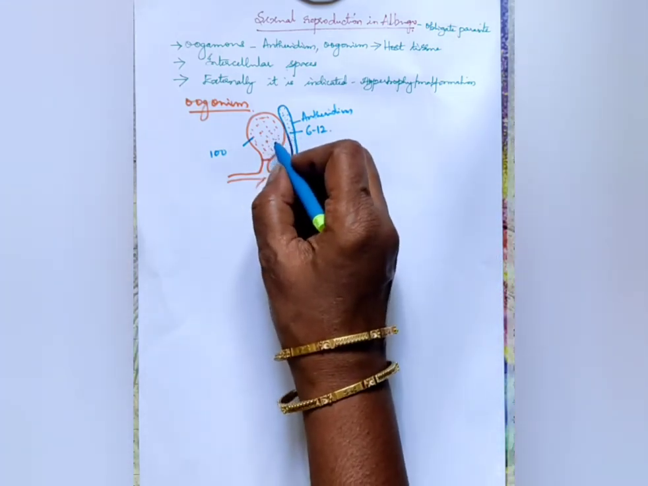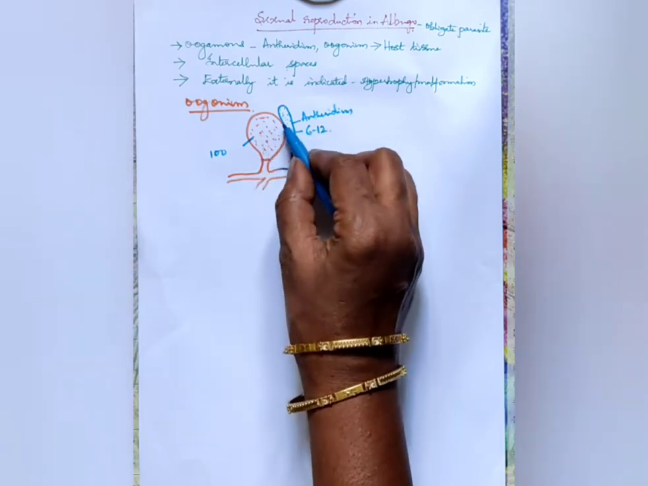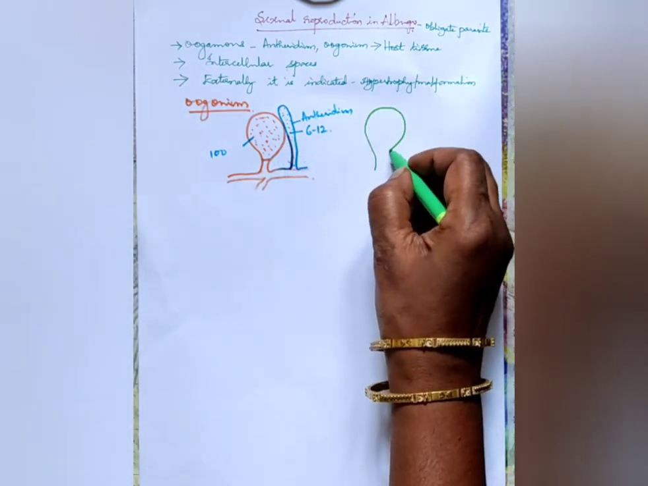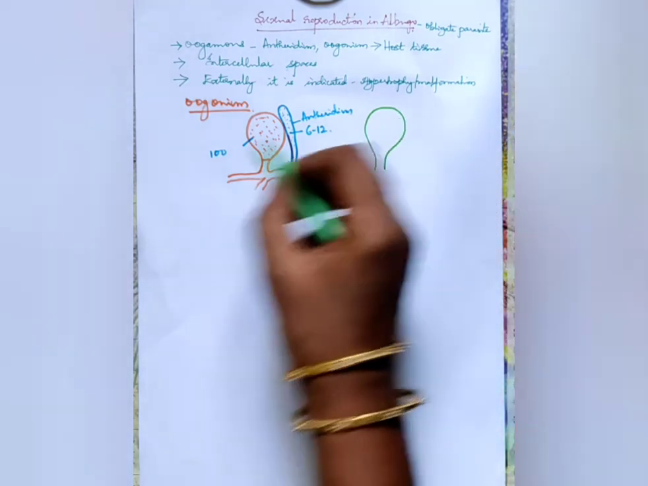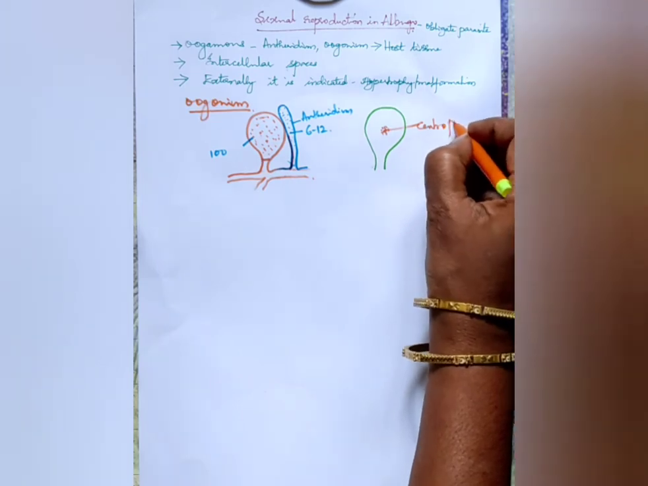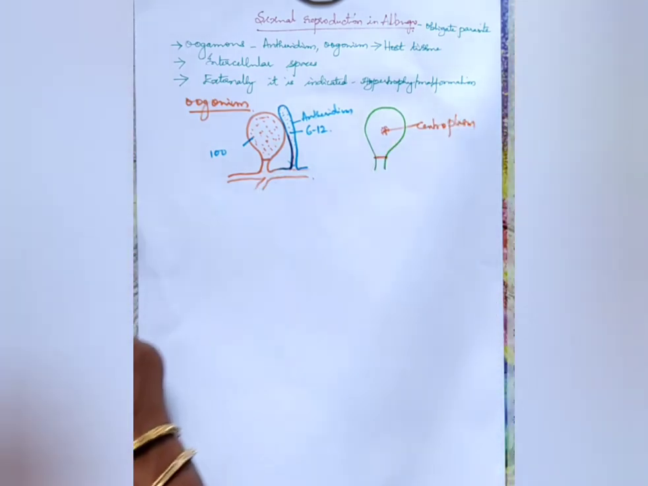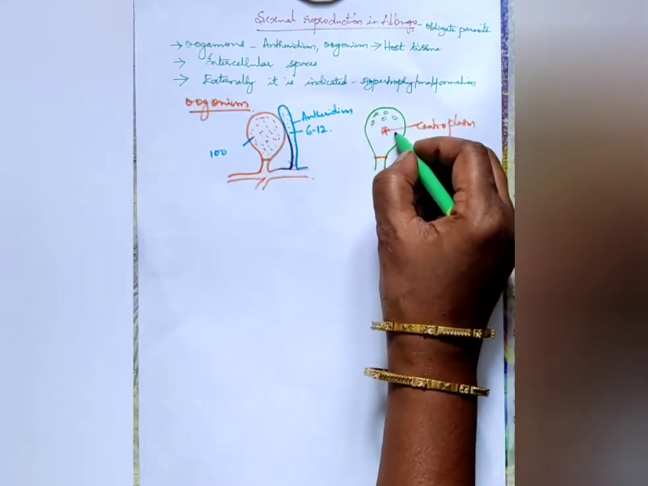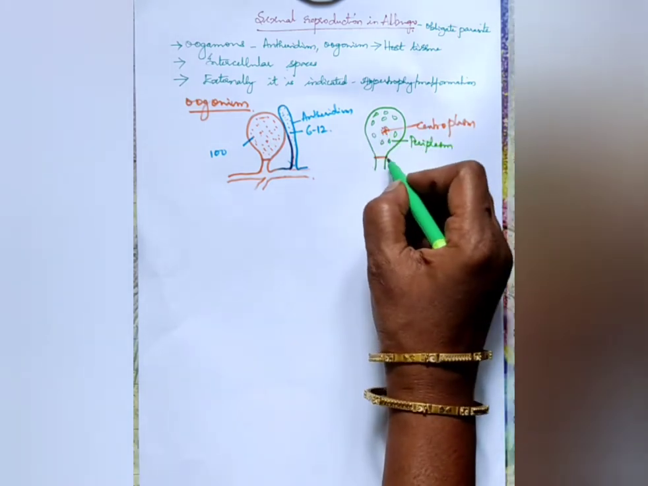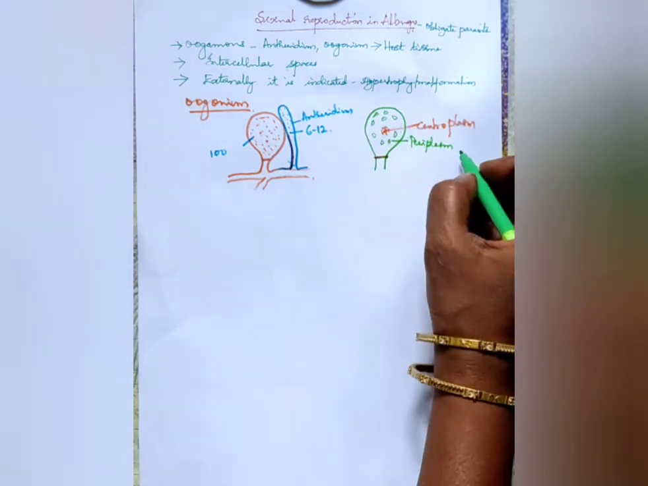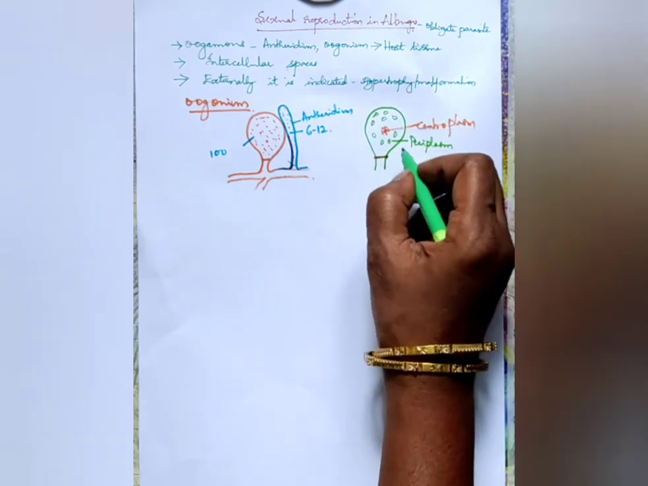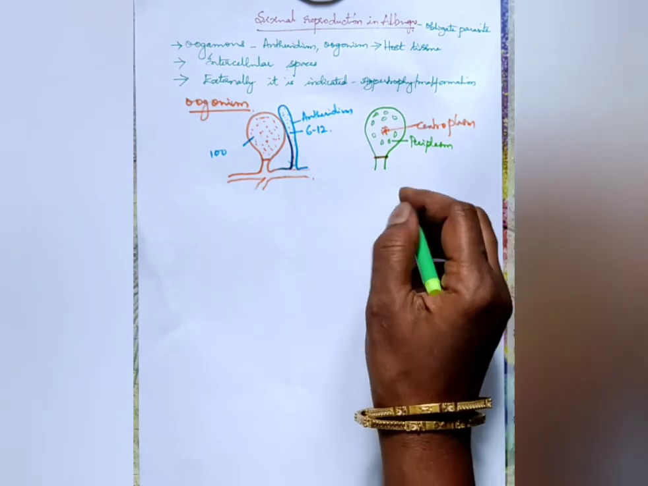In the oogonium, initially there are a number of nuclei and the cytoplasm is evenly distributed. But later, as the oogonium matures, there is a differentiation of the protoplasm into the central centroplasm, which is very dense, and the peripheral or marginal periplasm, which is vacuolated. So at maturity, the oogonium gets differentiated into two regions, the central centroplasm and the peripheral periplasm, both of which contain a number of nuclei.